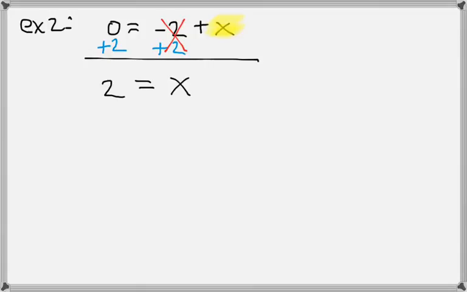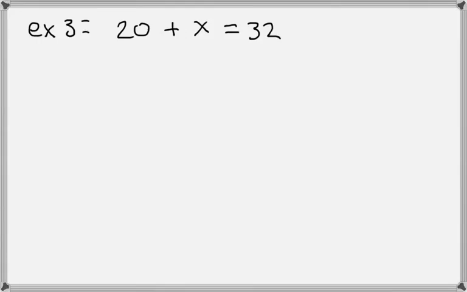Let's look at another example of a one-step equation. So here we have a 20 plus an x is equal to 32. Again, we need to identify the variable we want to isolate or we want to solve for. And again, it's that x right there that I've highlighted in yellow. What is preventing him from being by himself is this 20 right here. That is keeping my x from being by himself.